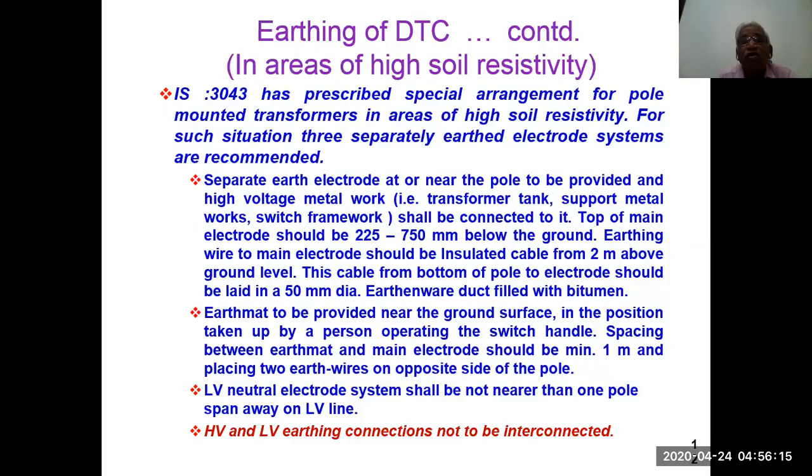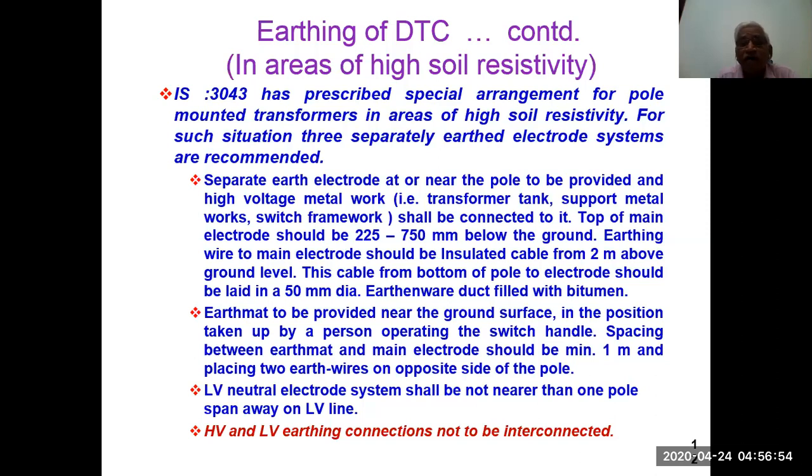Now, earthing of a DT in areas of high soil resistivity. IS 3043 has prescribed a special arrangement for pole-mounted transformers in areas of high soil resistivity. For such a situation, three separate earth electrode systems are recommended. A separate earth electrode at or near the pole is to be provided. High voltage metal work, that is the transformer tank, support metal works and the switch framework, shall be connected to it. The top of the main electrode should be 225-750 millimeters below the ground.